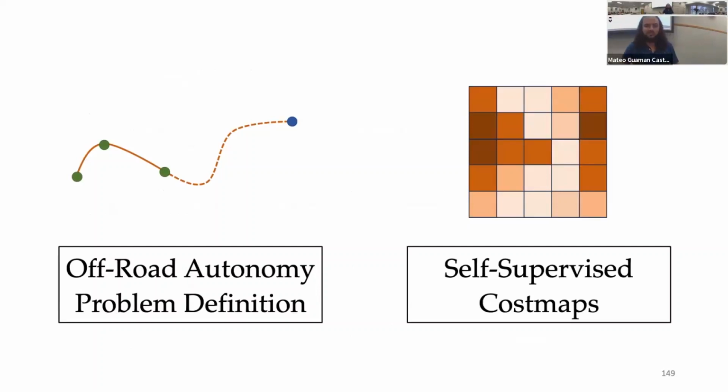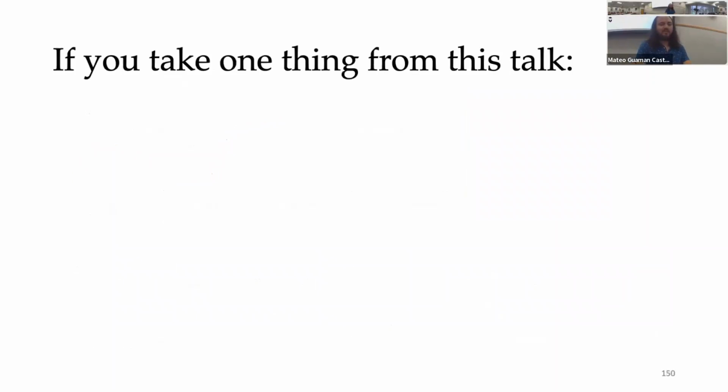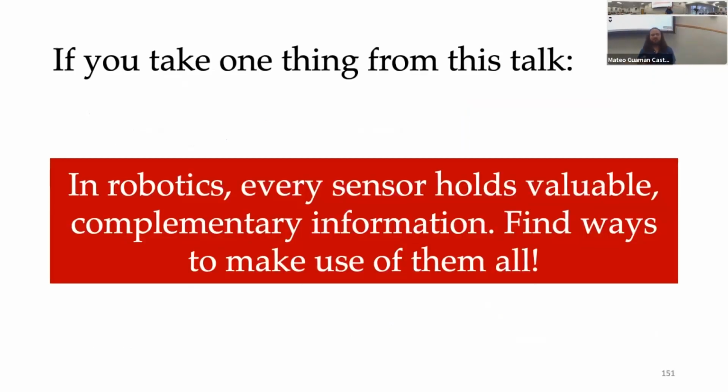I'm just going to go into some other little takeaways. But yeah, if you take one thing from this talk, it's that in robotics, every single sensor holds valuable complementary information. And it's good to find ways to make use of them all. So usually what ends up happening is people either work in abstract land where you have for sure a given state, so you don't even have to worry about perception. Sometimes, when you actually care about having some perception, you just have an image classifier or something and you just let it rip.